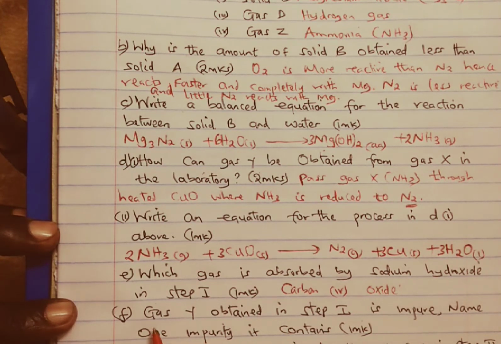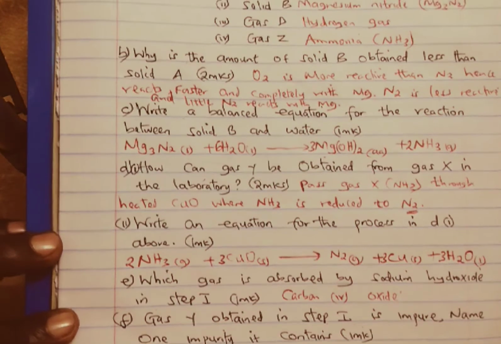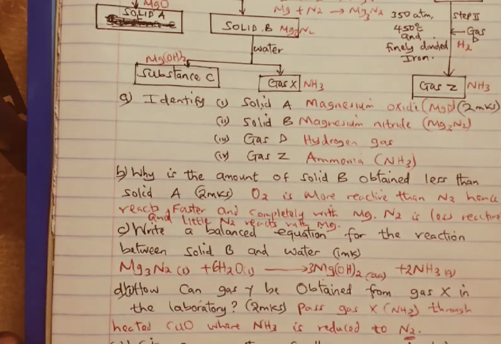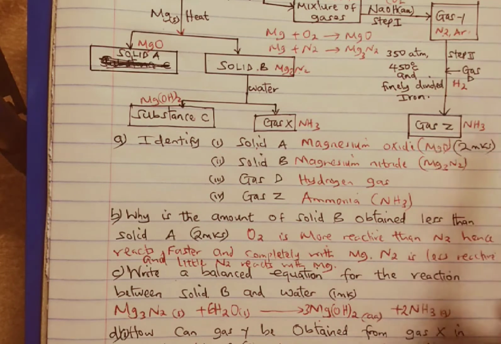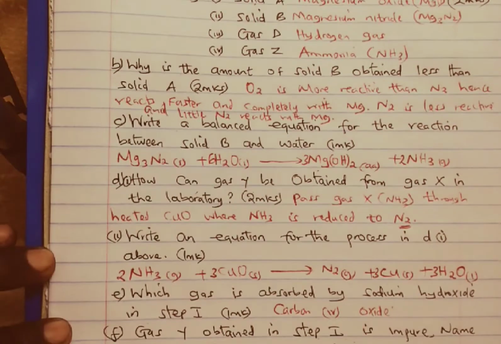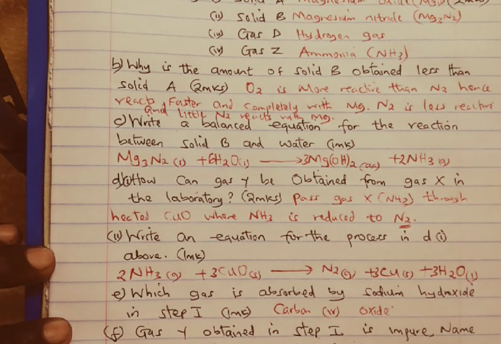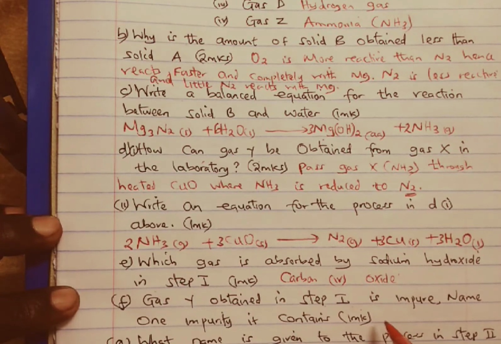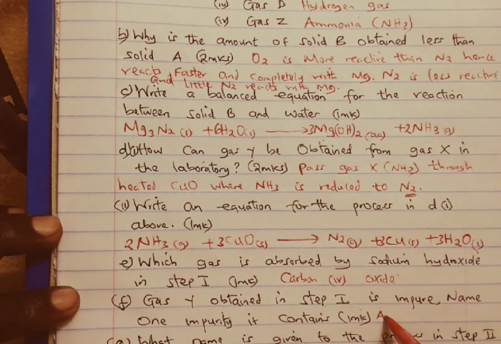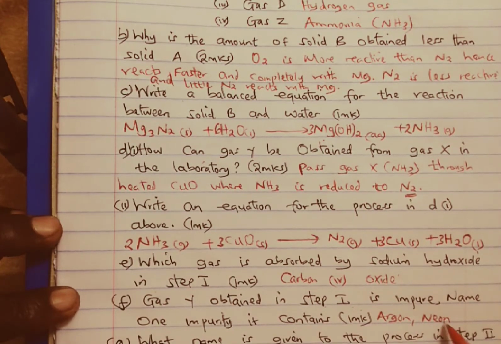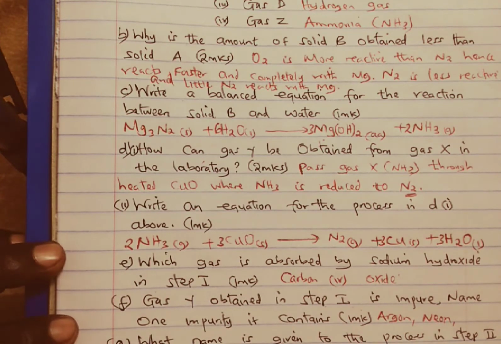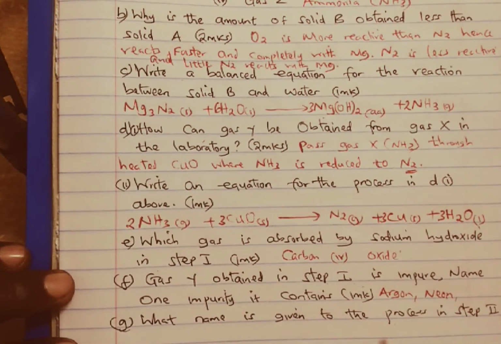We go to part F. Gas Y obtained in step 1 is impure. Name one impurity it contains. We have already seen that gas Y is nitrogen, and the nitrogen collected in this step 1 contains noble gases as the impurities. So we are supposed to name one impurity, and one impurity in gas Y is argon. We can also name a gas like neon. We have xenon and any other noble gas in that particular case.